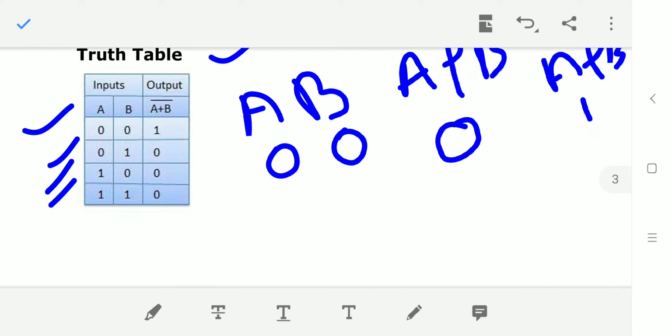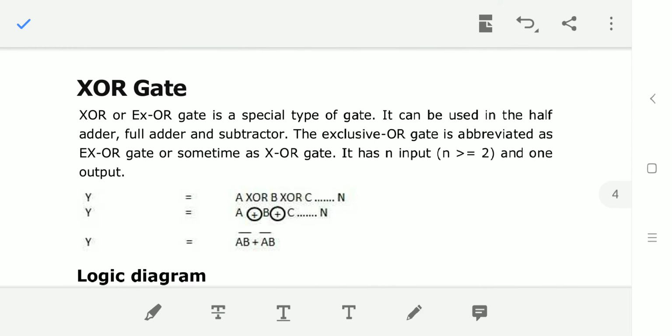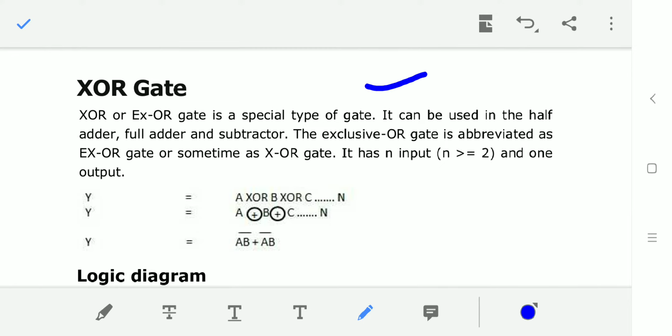Okay, now coming to the next topic, XOR Gate. The XOR Gate is a special type of gate. It can be used in the half adder, full adder, and subtractor. The exclusive OR gate is abbreviated as XOR Gate or sometimes as EX-OR Gate. It has n inputs, n is greater than or equal to 2, and 1 output.